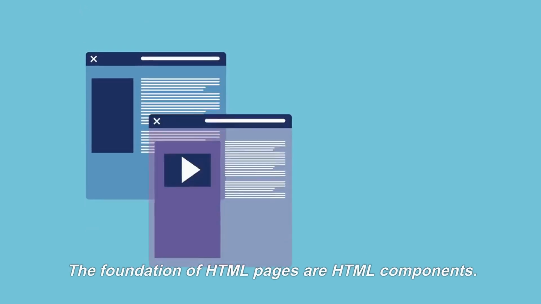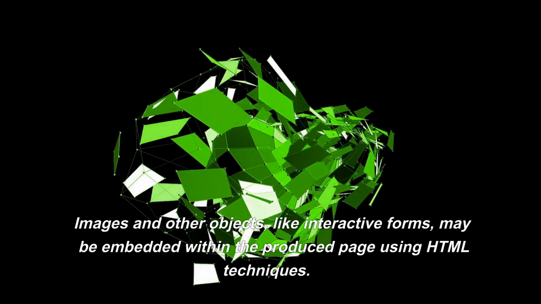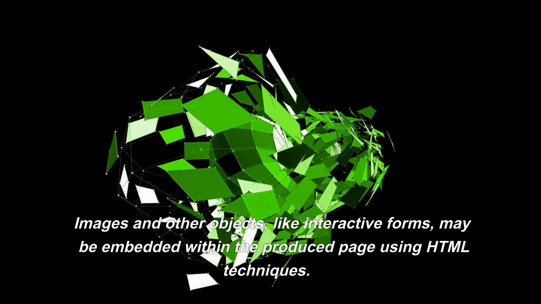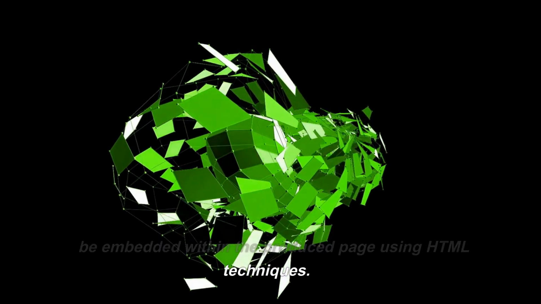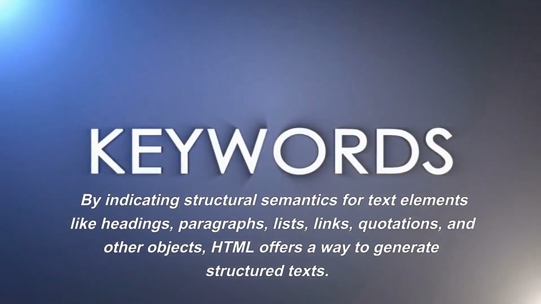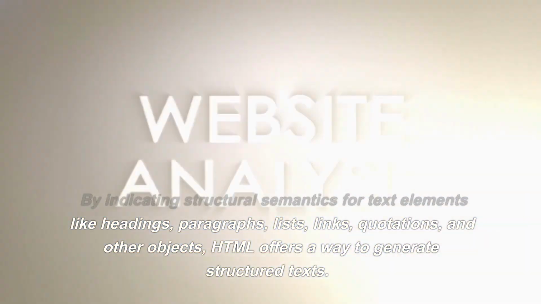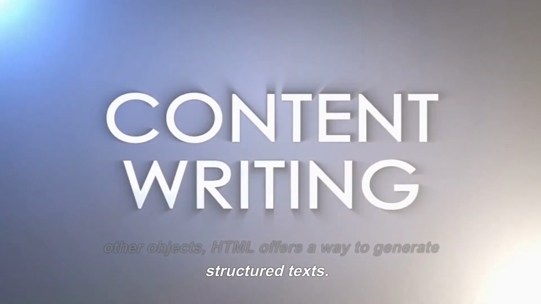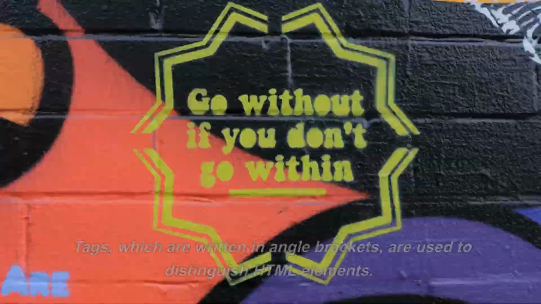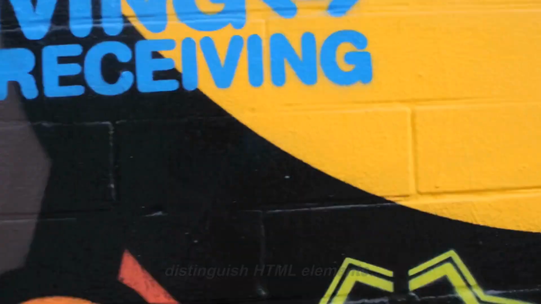The foundation of HTML pages are HTML components. Images and other objects, like interactive forms, may be embedded within the produced page using HTML techniques. By indicating structural semantics for text elements like headings, paragraphs, lists, links, quotations, and other objects, HTML offers a way to generate structured texts. Tags, which are written in angle brackets, are used to distinguish HTML elements.